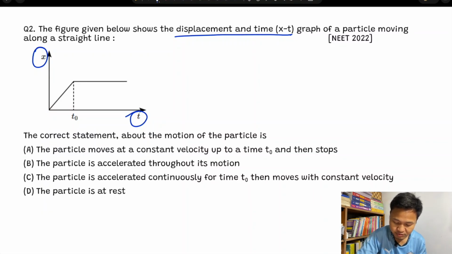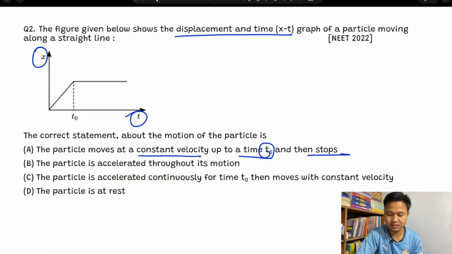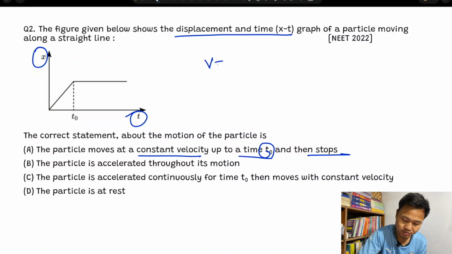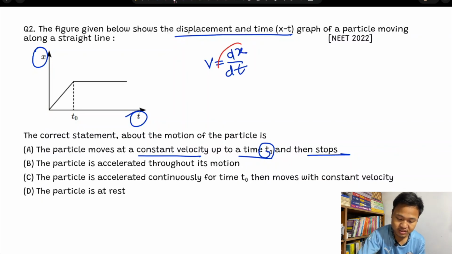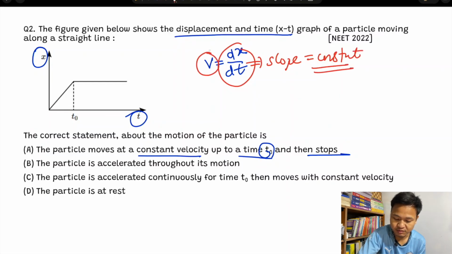The particle moves with constant velocity up to time t naught and then stops. See, velocity is dx by dt. So dx by dt is the slope. If the slope is constant, then the velocity is constant, as slope is velocity.